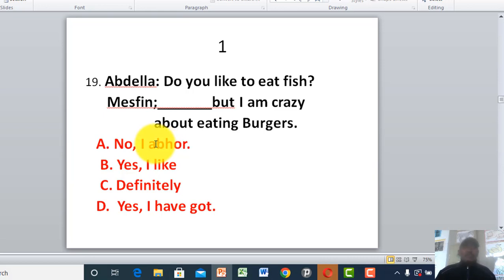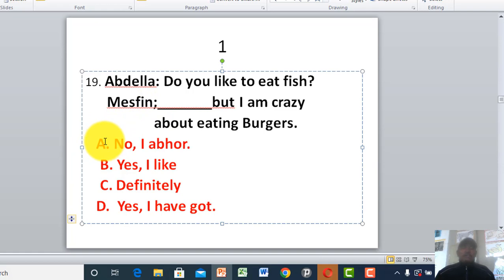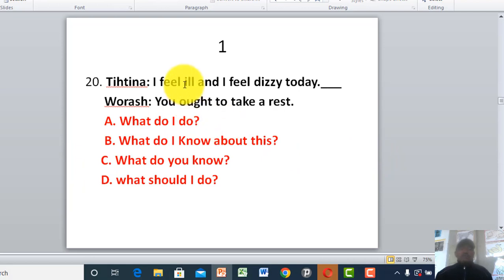Abhor means I detest; it means extreme hatred. No, I abhor it, I don't like it, but I'm crazy about eating burgers. I'm crazy about means I can stand, I like, I'm passionate about, my favorite, or I enjoy eating burgers. These expressions are possible substitutes for crazy. Crazy means the expression for describing someone's likeness. Crazy about, in this sense, is the answer. Fine, question number 20.